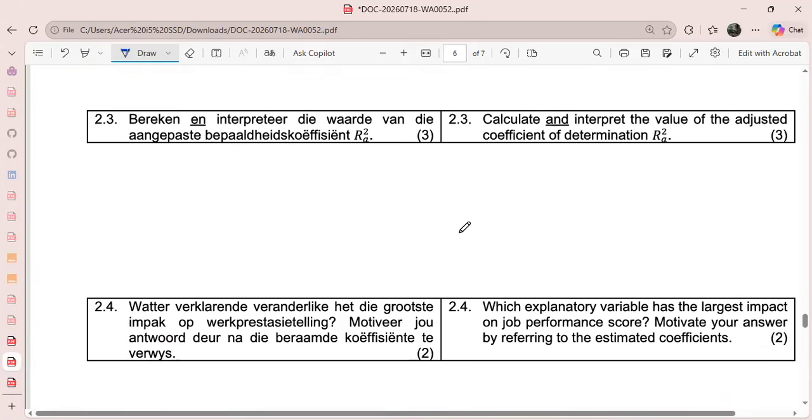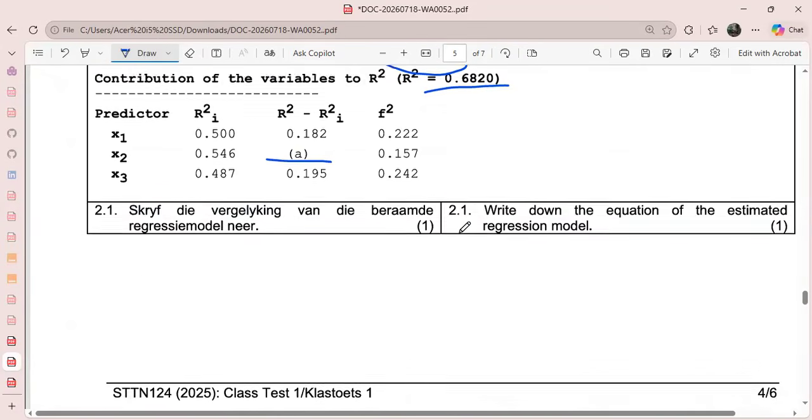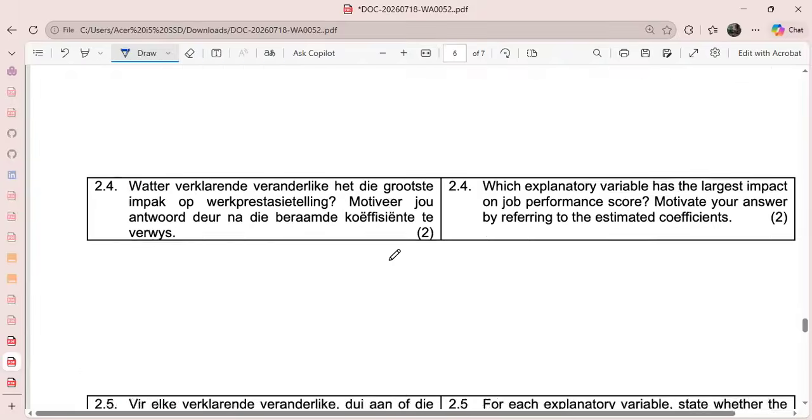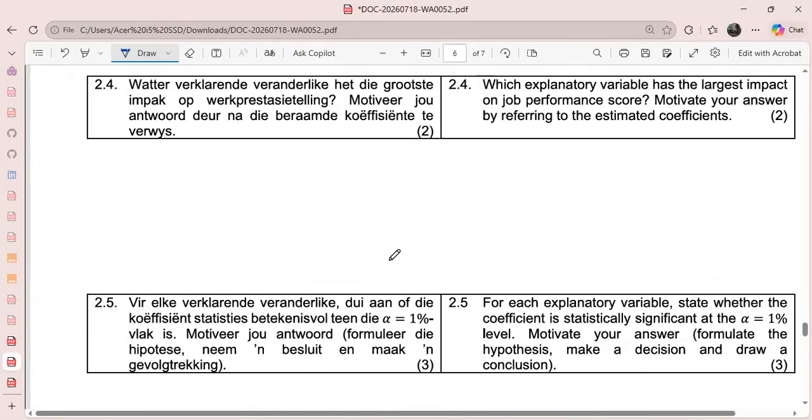So as for 2.4, the exponential variable that has the largest impact, it's when now you need to look at the estimated coefficients between the one for x1, x2, and x3. The number that is the bigger. You want to check it, and then after, then you estimate. Then another one, it's for each exponential variable, state whether the coefficient is statistically significant. Then you need to see the variable that they are statistically significant, the coefficients. They're talking about x1, x2, and x3.